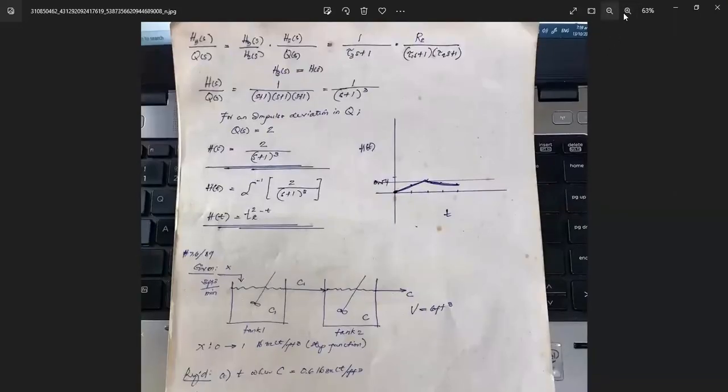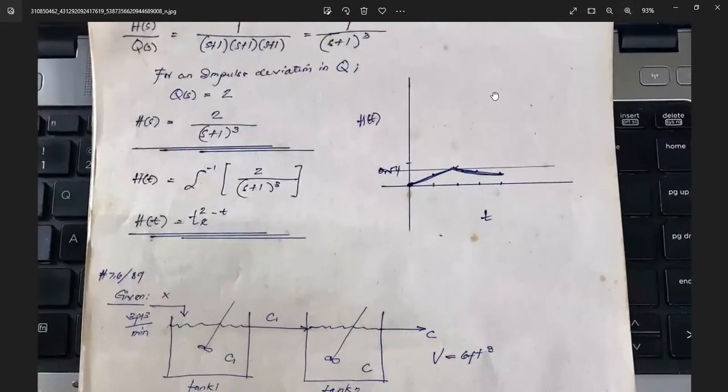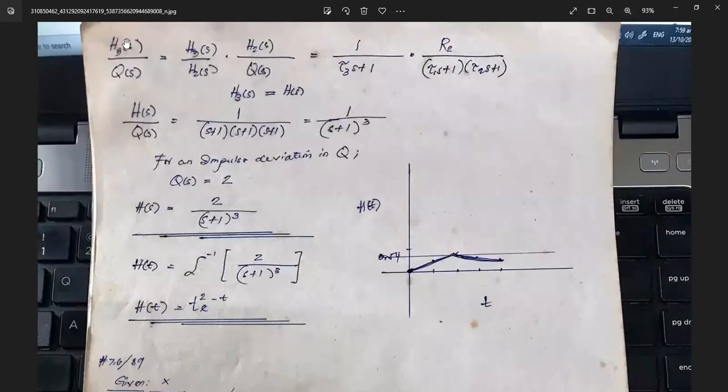So you'll have here, make it even bigger. Your H3 of S over Q of S will be H3 of S over H2 of S times H2 of S over Q of S. So just multiply the two transfer functions, and this will be the corresponding overall transfer function of your system. H3 of S over Q of S is this one. The systems are identical, so you have a simple 1 over S plus 1 raised to 3.